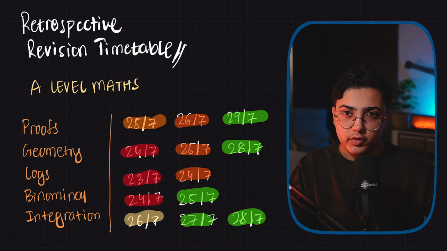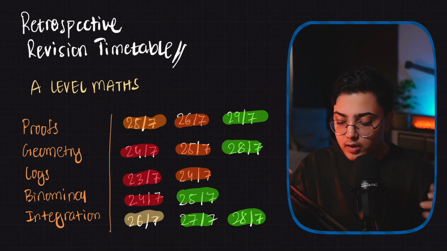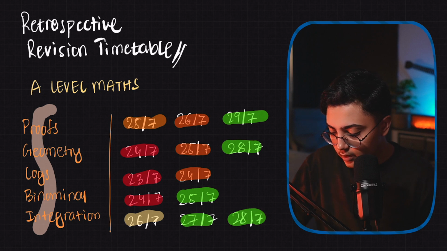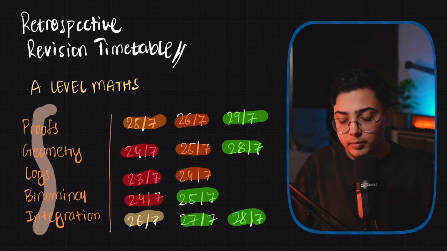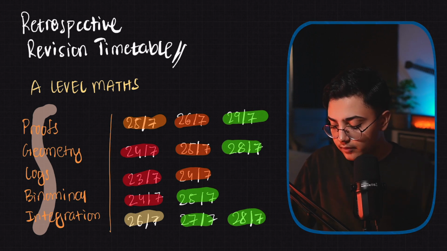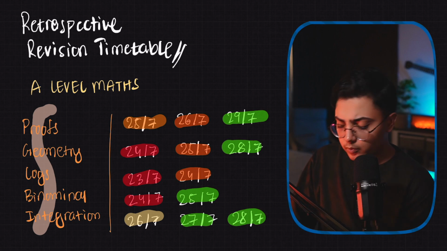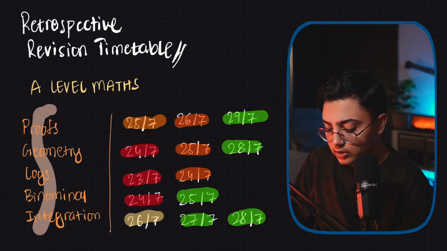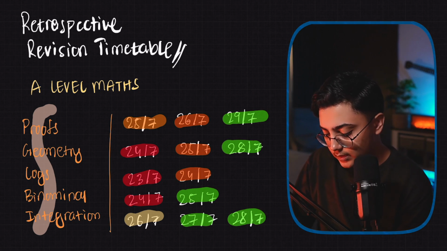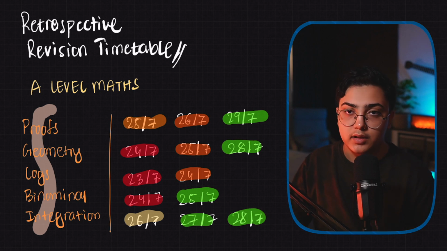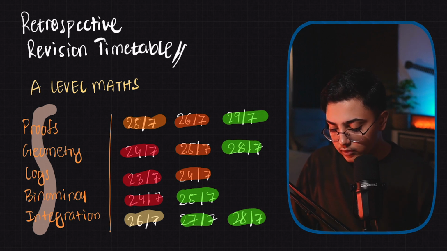So now you can see on my screen what a retrospective revision timetable looks like. So basically, you have the topics on one side, and then you have the dates you did the topics on. And the reason I've colored it, I've used the standard traffic system, which is red means it's hard and you don't understand. Orange means you somewhat get it, and green means it's easy. So the way you're going to do it, you have the topics on one side, obviously, and then you have this color coded. So for example, geometry, logarithms, and binomial expansion are the hard topics, and integration, proofs are the sort of easier topics.